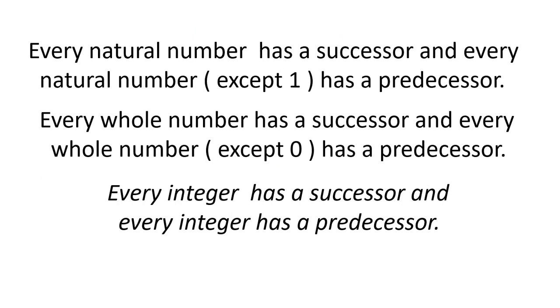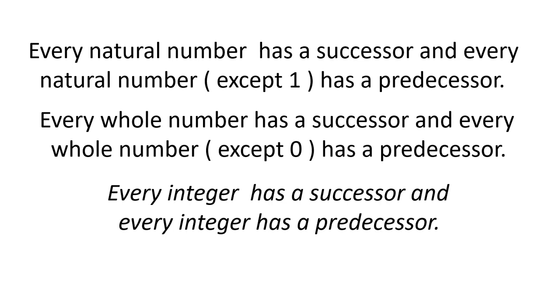Let us recall these 2 points. We studied in the video on natural numbers and whole numbers that every natural number has a successor and every natural number except 1 has a predecessor. That is, the natural number 1 does not have any predecessor. Then every whole number has a successor and every whole number except 0 has a predecessor. That is, whole number 0 does not have any predecessor.